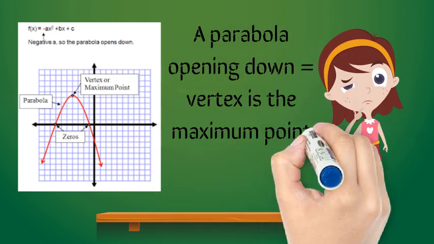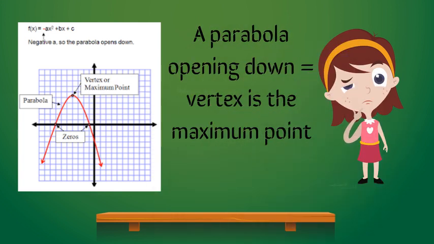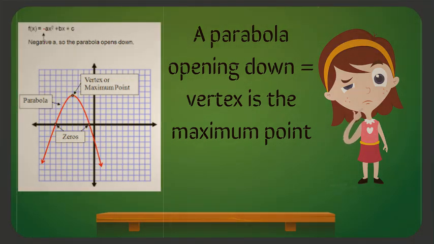However, if the a of the quadratic equation is negative, that means the parabola is going to open down. When the parabola is opening down, the vertex is now the maximum point.